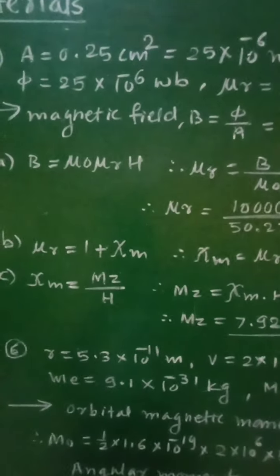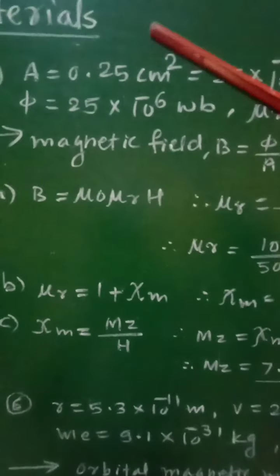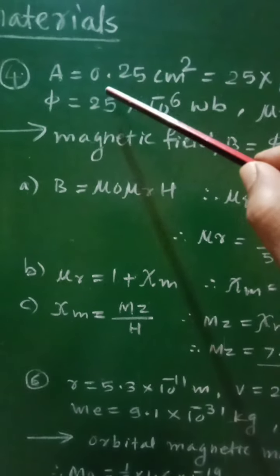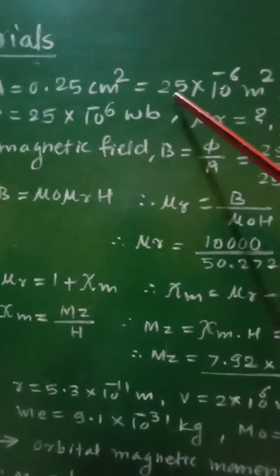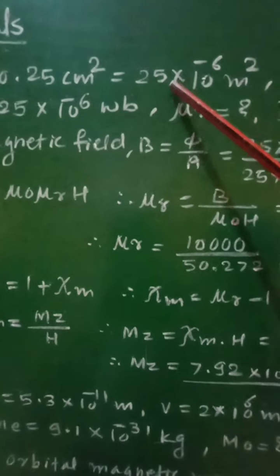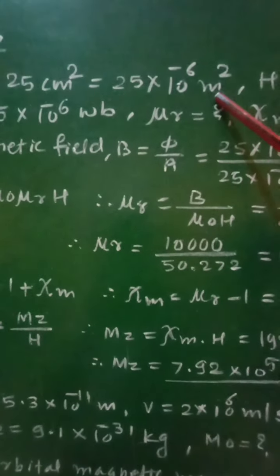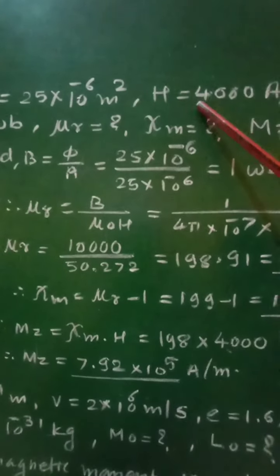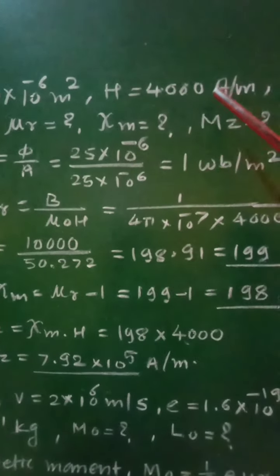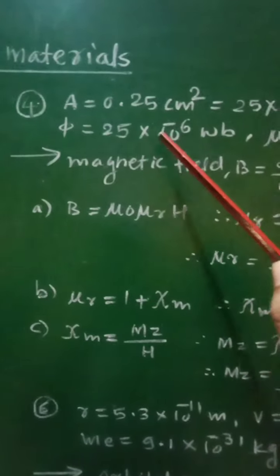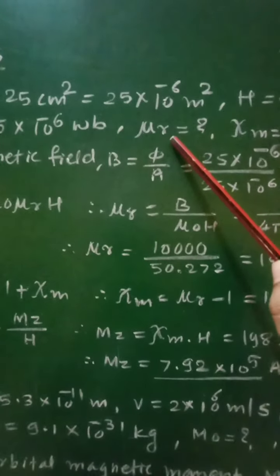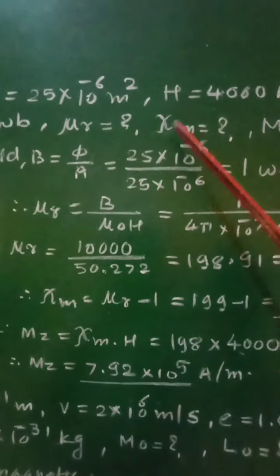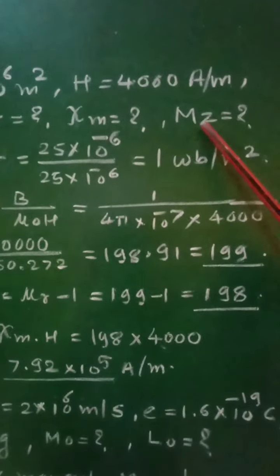And therefore for this numerical the given data is: area of cross section of the rod A is equal to 0.25 centimeter square, that will be equal to 25 into 10 raised to minus 6 meter square. Then magnetizing field H is equal to 4000 ampere per meter. Then magnetic flux phi is equal to 25 into 10 raised to minus 6 Weber. Then we have to find out relative permeability mu r, then susceptibility Chi m, and magnetization Mz.